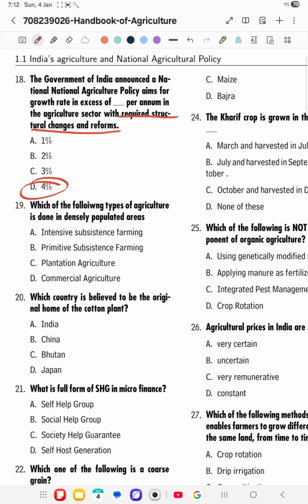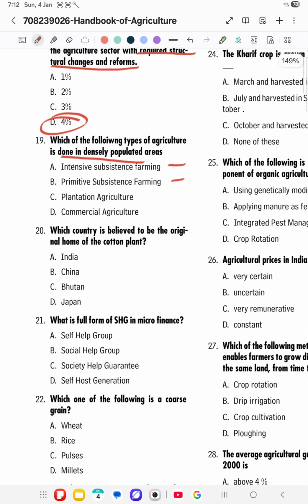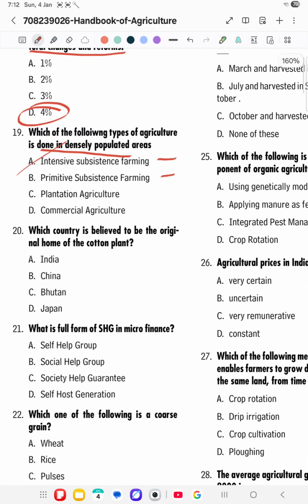Which of the following types of agriculture is done in densely populated areas? Okay, it's a densely populated area. Primitive subsistence farming, it can be. In India we are doing it. Intensive subsistence farming, in India also we are doing. Plantation agriculture, no. Commercial agriculture, no. I think it will be A. Yes, intensive subsistence farming. In China and in India we are mainly doing intensive subsistence farming of rice.